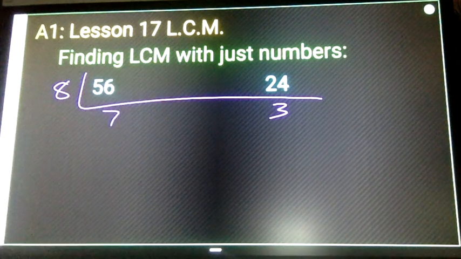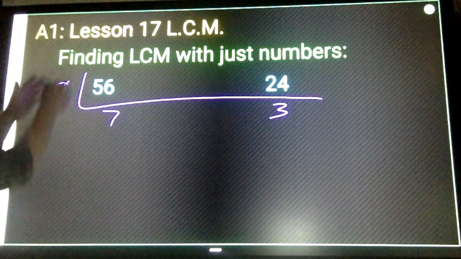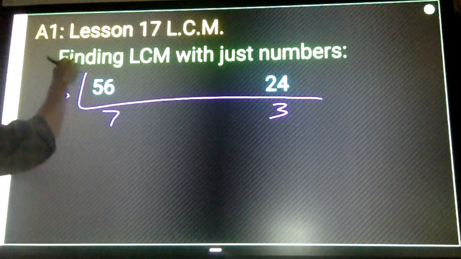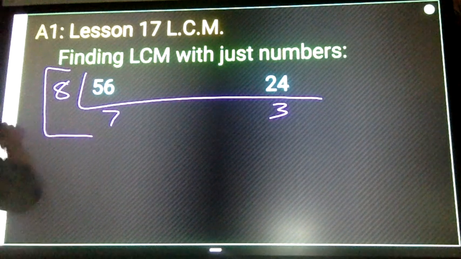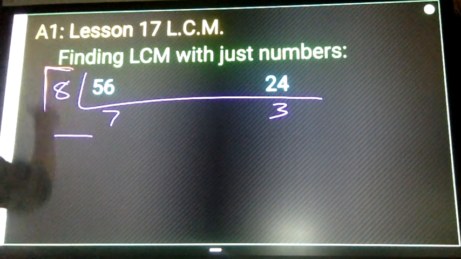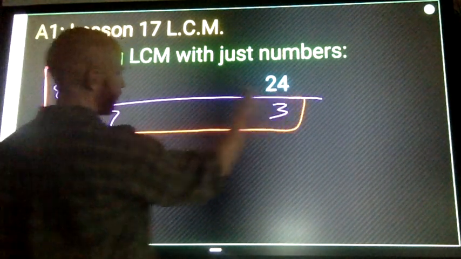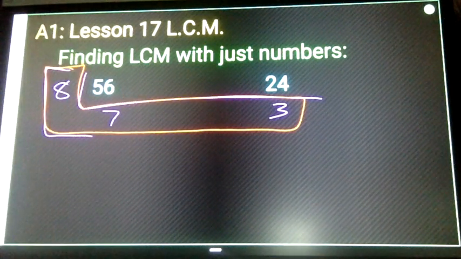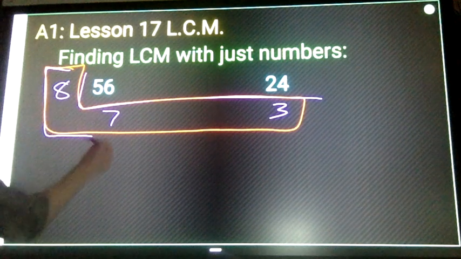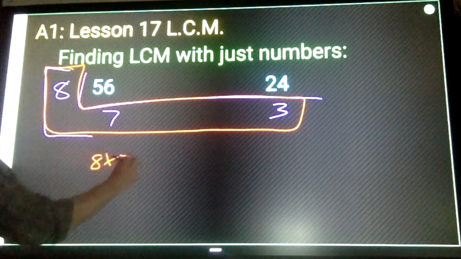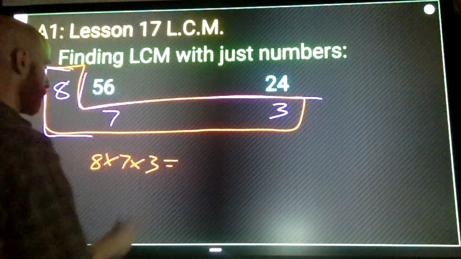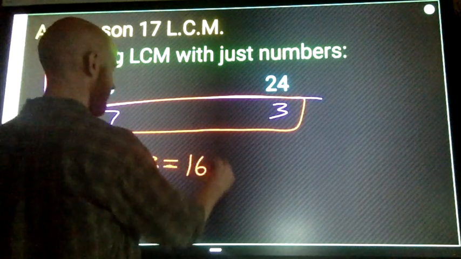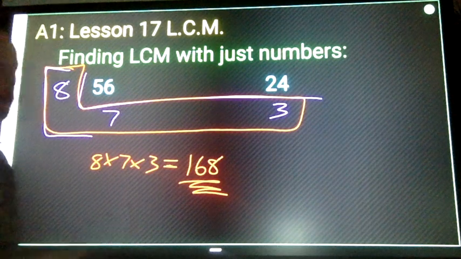The least common multiple is going to be 8 times 7 times 3. So you multiply the things on the side and the things below. Make a big L shape for least common multiple, right? So 8 times 7 times 3 equals 21 times 8, 168, which is the number we knew it was going to be.